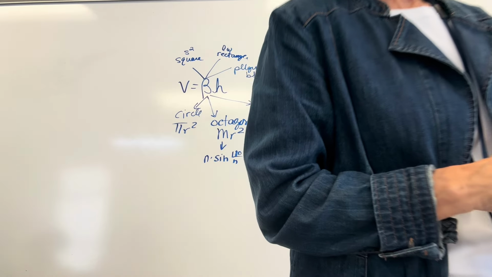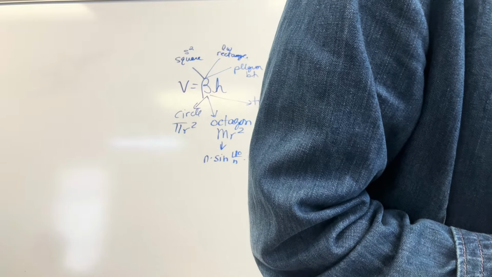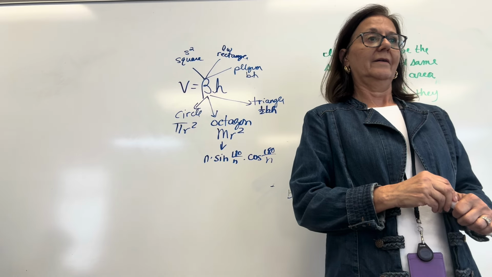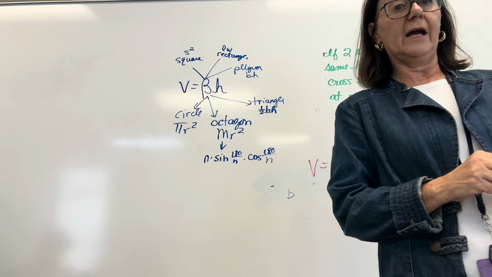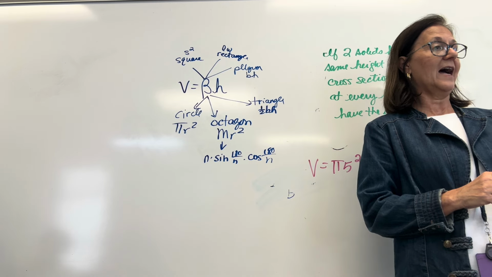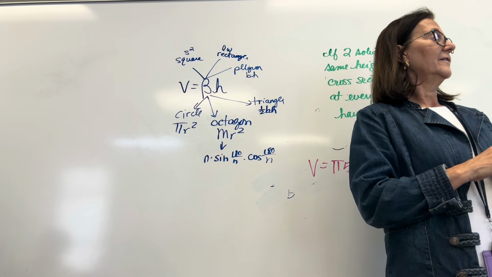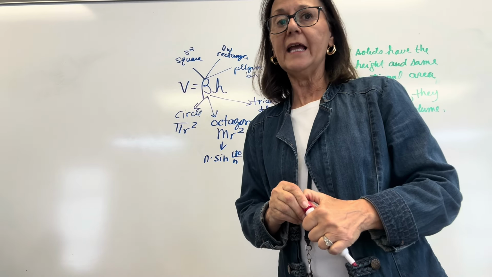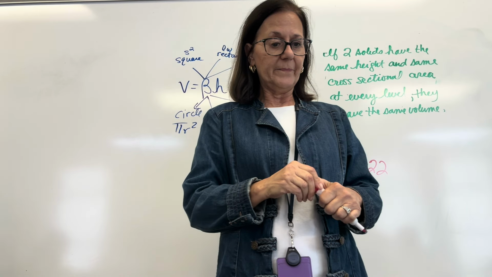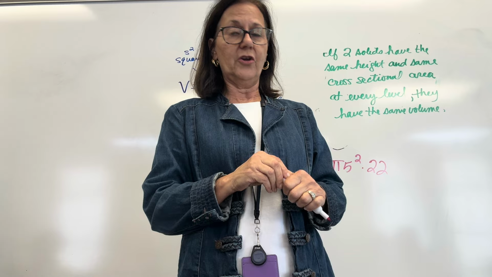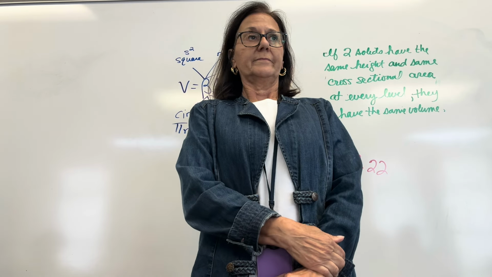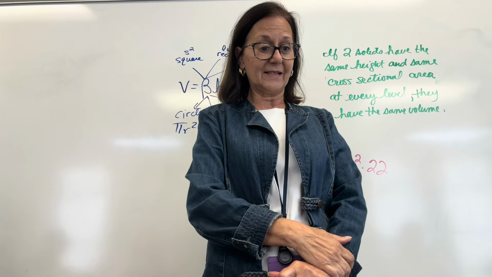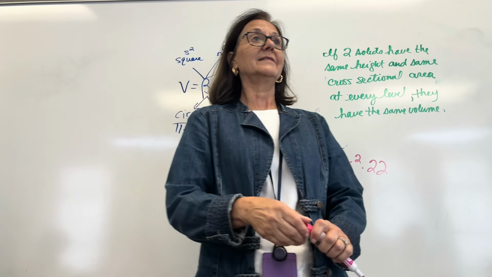You've got to put a times between pi and 5 squared. Put a multiplication sign between your pi. Pi times 5 squared times 22. Did you get it? 550 pi. Do you believe 550 pi inches cubed? Why is it inches cubed? Cubed because it's volume. It's 3 dimensions. That is correct.